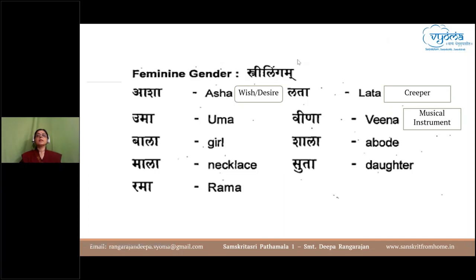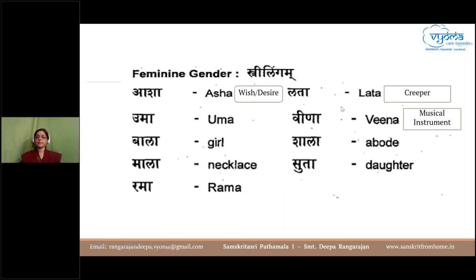Shakti, would you like to read? Yes, Acharya. Rama. Namaste. Asha. Uma. Bala. Read the English word as well, so that you understand what it is and you learn the meaning. Asha. It is either will or desire. It's a wish. Yeah. Wish. Uma. Bala. Yes. Girl. Mala. Necklace. Very good. Rama could be a name.